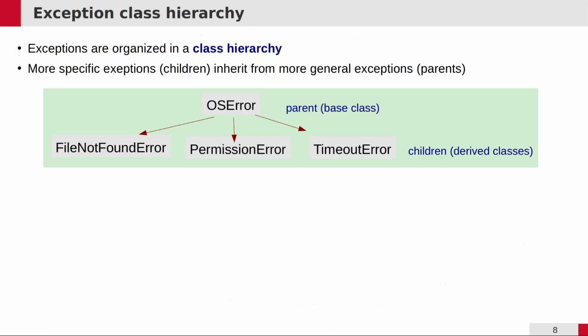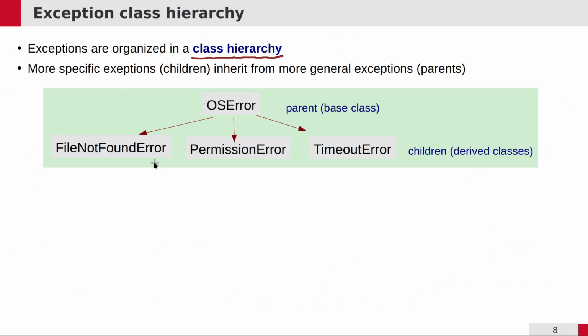So how can it be that you have exceptions which are not independent from each other? This is because the exceptions are organized in a so-called class hierarchy. We didn't talk about object-oriented programming yet and about classes, so I will just make the explanation here very simple.